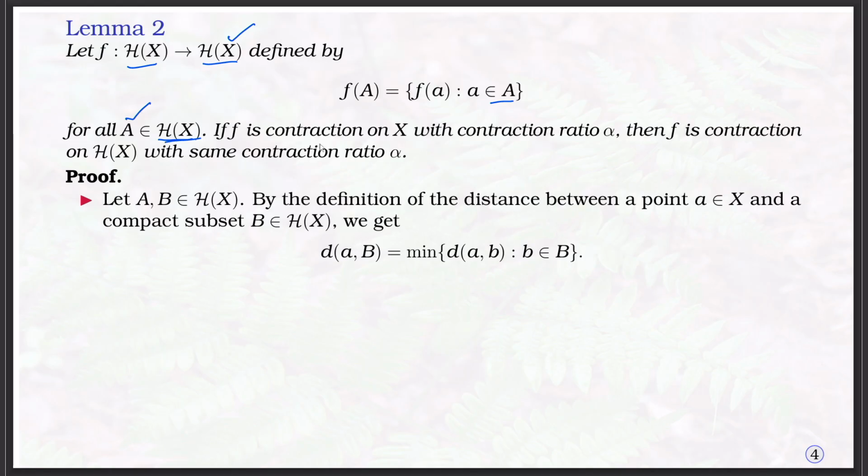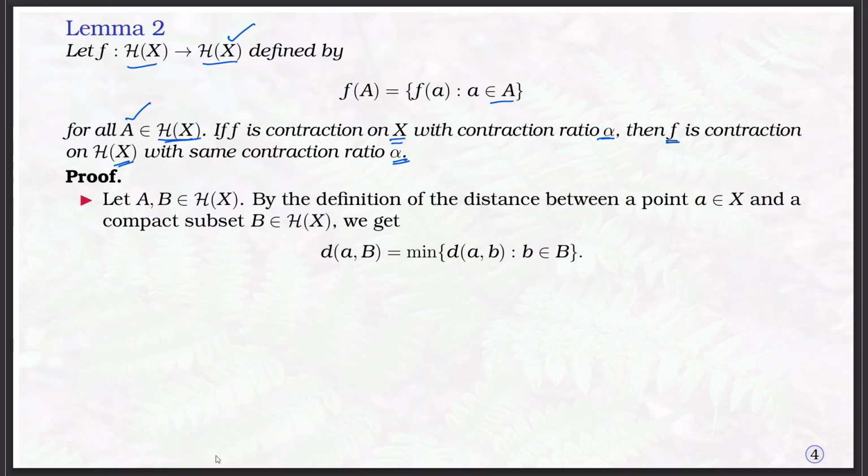So, if a mapping f is a contraction on X with contraction ratio or contraction factor alpha, then F is a contraction on H of X with the same contraction ratio. Now, f is a contraction on X. Now, we are going to prove that F is a contraction on H of X.